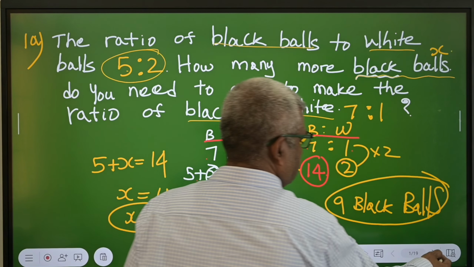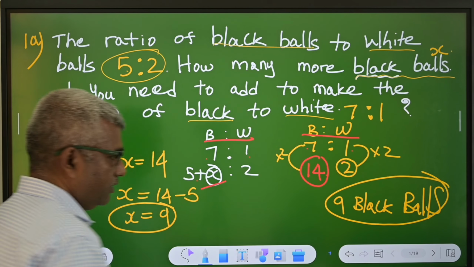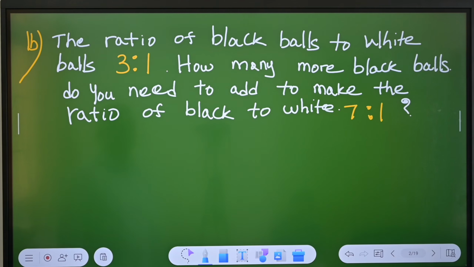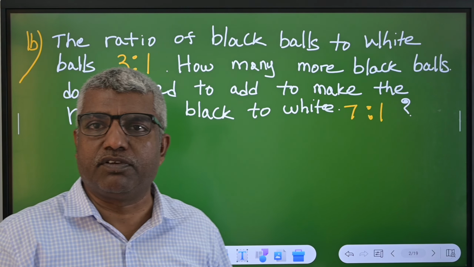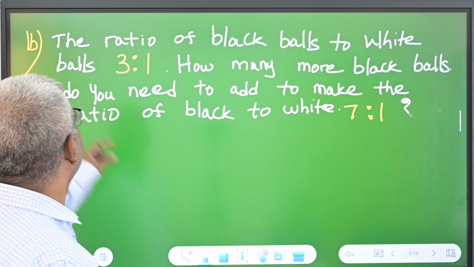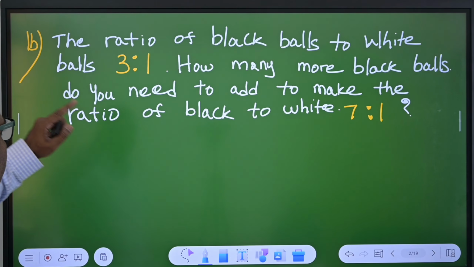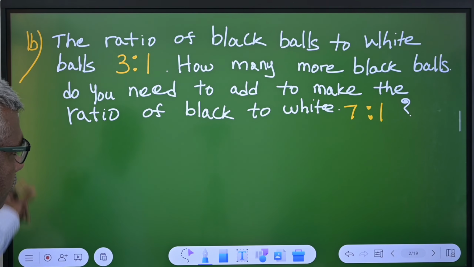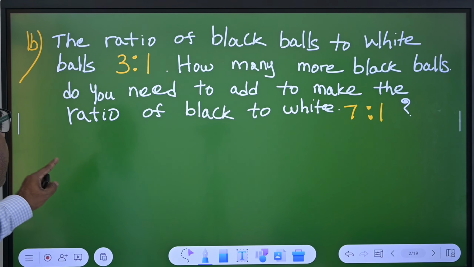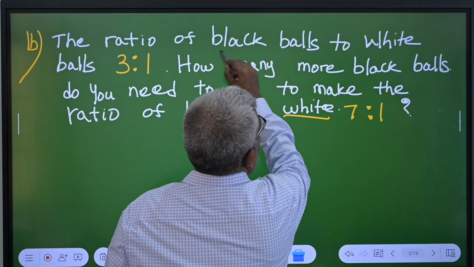Copy down. Next, the ratio of black balls to white balls. I am making the same type of questions, 6 questions, A, B, C, D, E. It is question number 1B. Same question. The ratio of black balls to white balls is 3:1. How many more black balls do you need to add to make the ratio of black to white 7:1? You see, here also black to white, here also black to white.